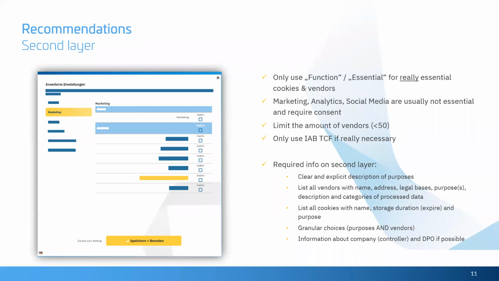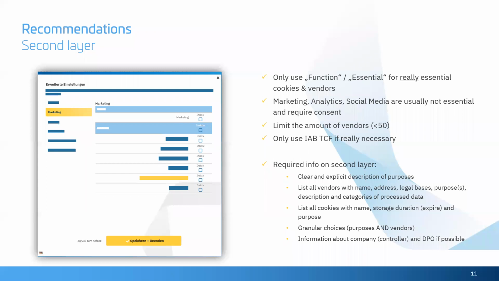Some info that is required in the second layer. So you should have a clear and explicit description of the purposes. So just saying marketing is not enough. You need to explain what marketing actually is. In general, marketing already as a name or as a word can be misleading. So in some of the guidelines, they say something like, using personal data to recommend you products, etc. That's much clearer than marketing. You need to list all the vendors.